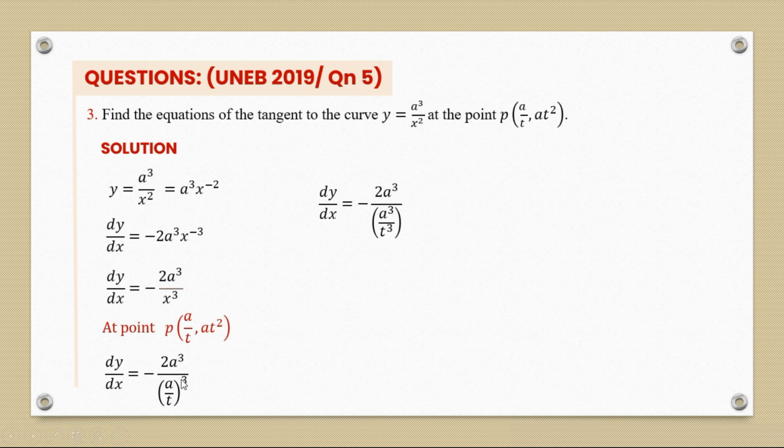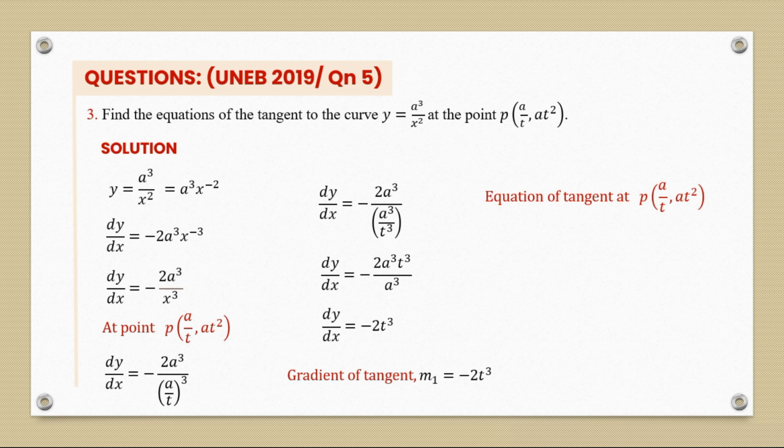Alright, so now put this cubed in and I'll have a cubed over t cubed. So this divided by that, if I actually change that to a multiplication sign, I'll have t cubed going to the top and a cubed remaining down. So I'll have dy dx being equal to negative 2a cubed t cubed over a cubed. So I can see that the a to the power 3 values cancel and I'll be left with dy dx being equal to negative 2t to the power 3. So therefore I'll have the gradient of the tangent m1 being equal to negative 2t to the power 3.